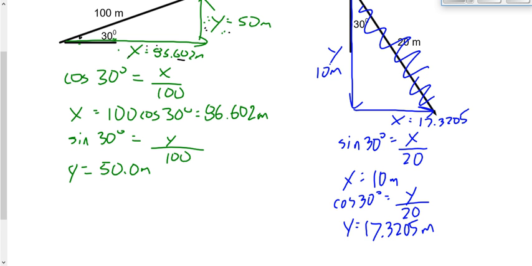Yeah, sorry, thank you, you're right. I've calculated x to be 10 here, but then I labeled it on the vector diagram wrong here. So x is 10, y is 17.3205. Thank you.